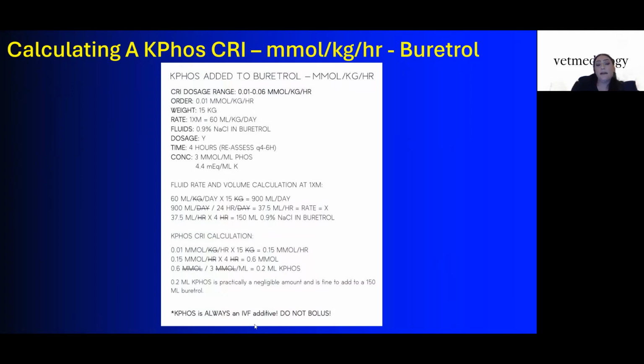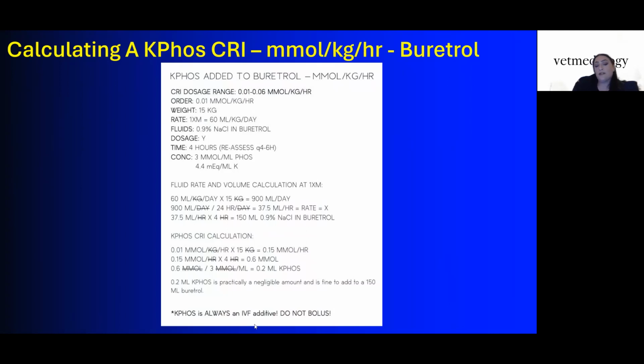And the rate is at 1 times maintenance, 60 mLs per kg per day. The fluids are normal saline in a Buretrol. They don't have to be, they can be LRS or Normosol-R, Plasma-Lyte. The dosage, we don't know yet. And time, 4 hours. The concentration of the phosphorus component is 3 millimoles per mL. The concentration of the potassium component is 4.4 mEq per mL.